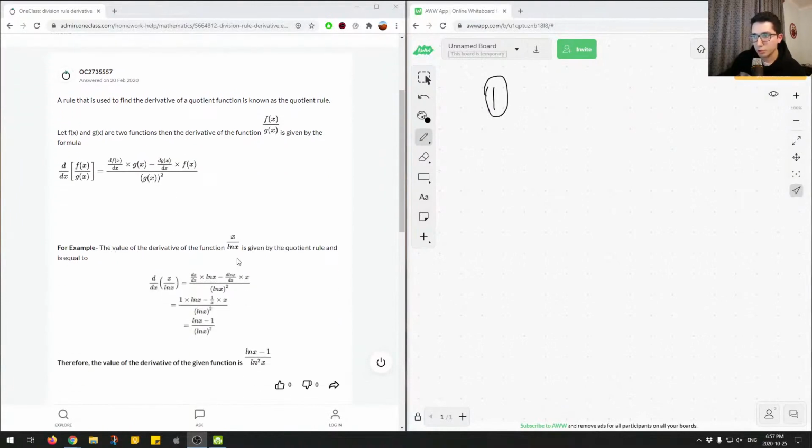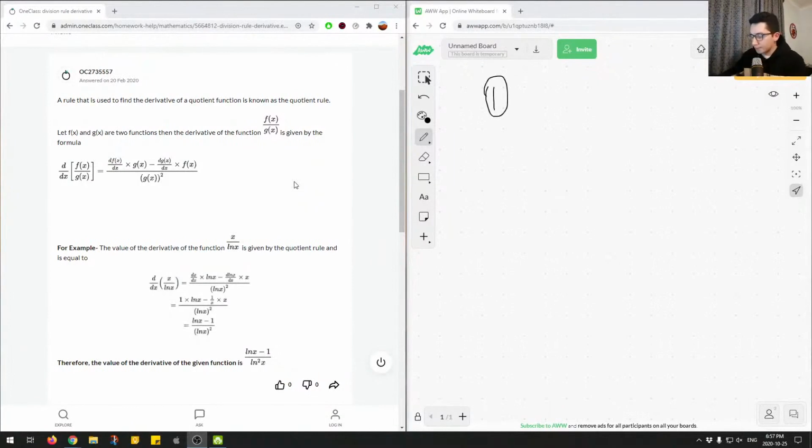Here the junior tutor goes through an example, so we can see x over ln x, and so on. We'll go through the same example over here to double check. Let me just double check something over here, so you guys are seeing what I'm seeing.